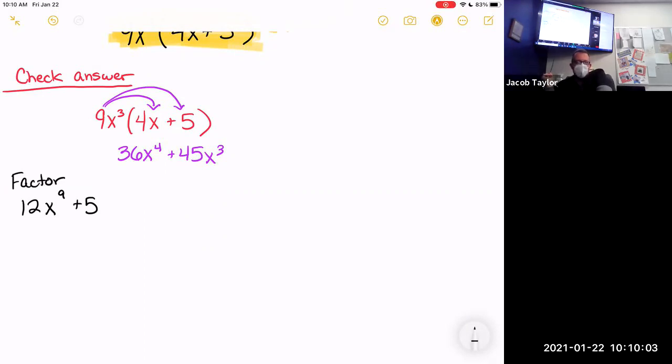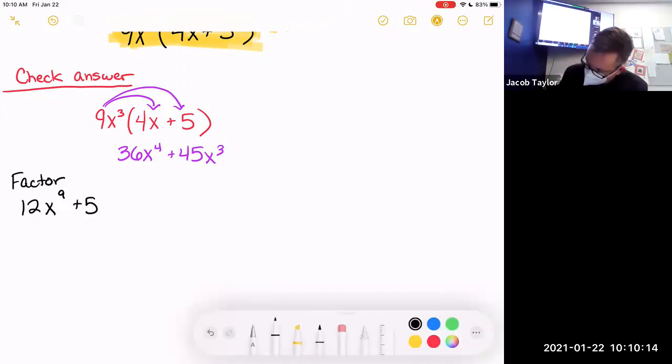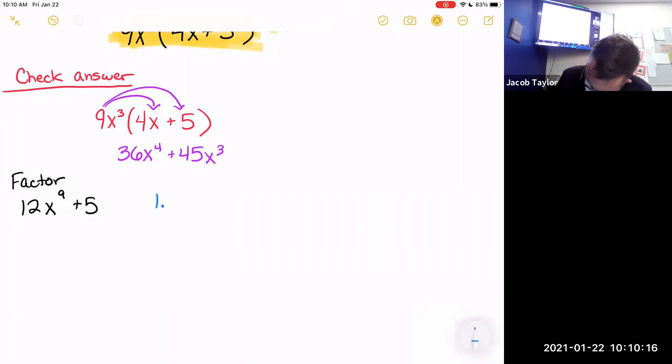We're going to factor 12x to the 9th plus 5. Step number 1 on these problems, find the greatest common factor. Number 1, find GCF.